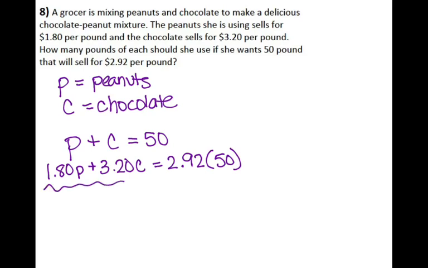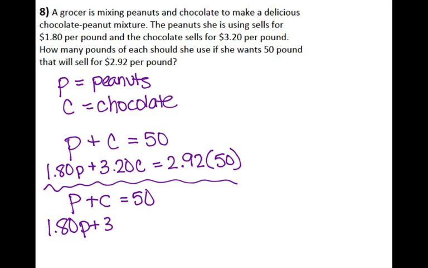So let's go ahead and rewrite my system. So P plus C equals 50. 180P plus 320C equals 2.92 times 50, which is 146. Now at this point you can solve the system however you want. You can solve by substitution, you can solve by elimination. I would actually recommend just using the RREF in the calculator to make it go by a little faster.